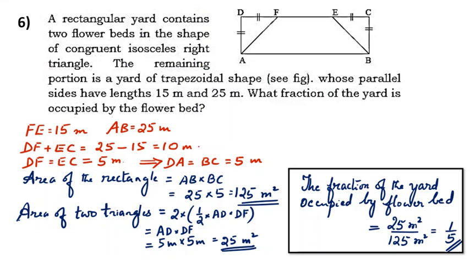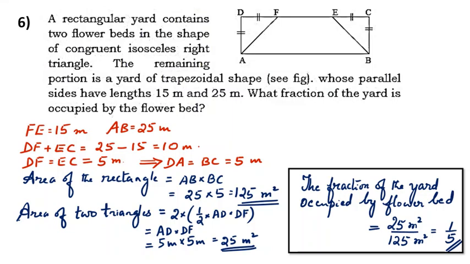I hope now it is very clear. Area of the rectangle is 25 into 5. 25 is AB. We have written that. 5 is BC. 25 into 5, 125 square meter. Area of two triangles.